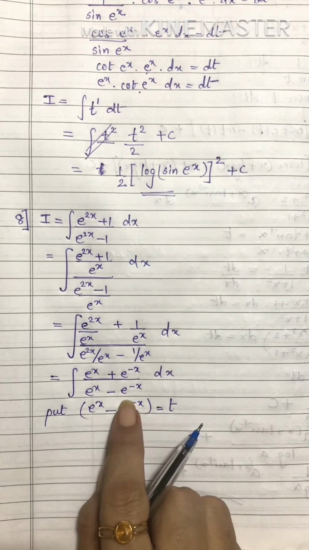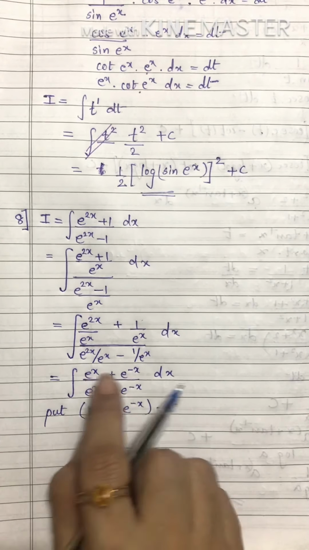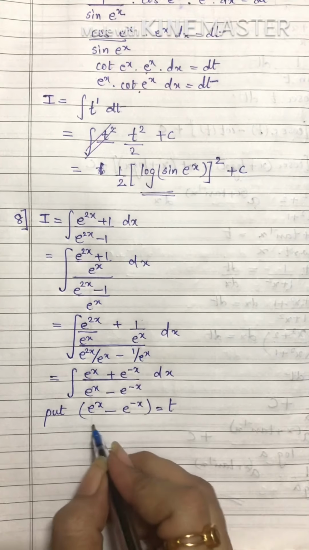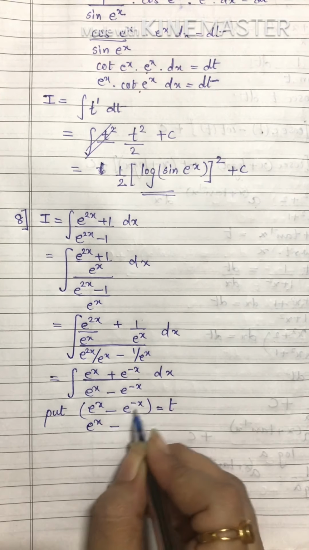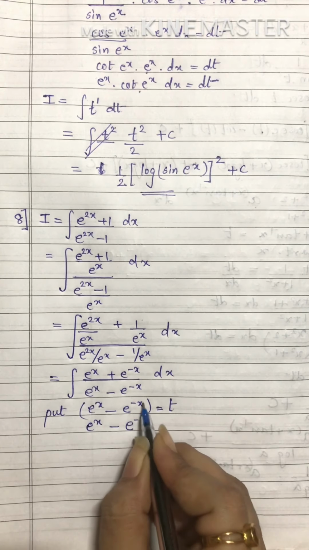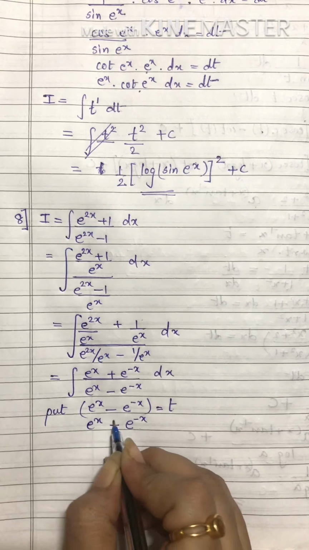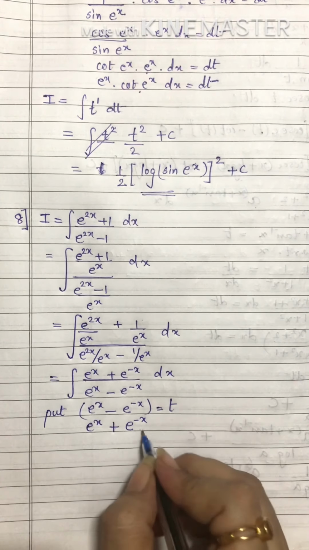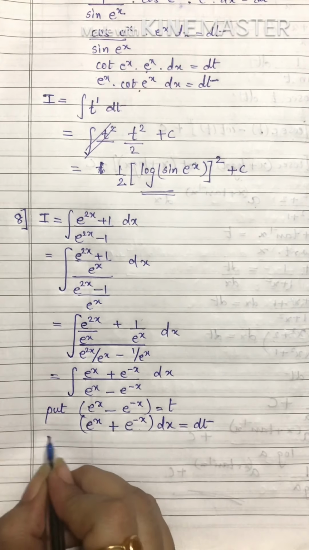See, when you take the denominator as t, the differentiation of this is what we have in the numerator already. e raised to x minus differentiation of e raised to minus x would be e raised to minus x into d by dx of minus x. That would give you minus 1. So that minus 1 into this minus becomes plus. Okay, dx is equal to dt.